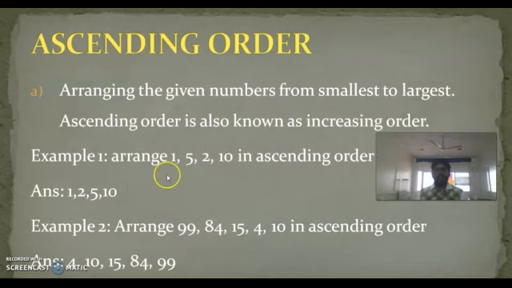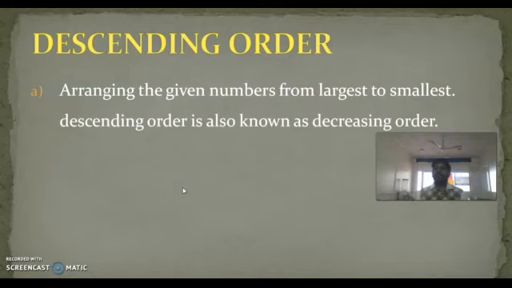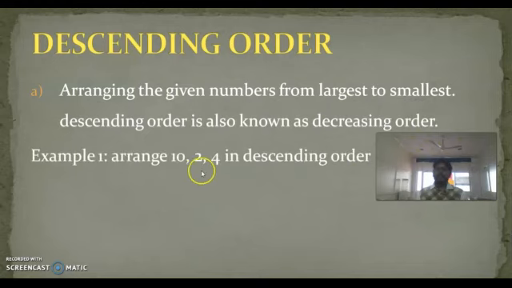Next, descending order. What do you mean by descending order? Arranging the given numbers from largest to smallest. So vice versa: that is smallest to largest, here largest to smallest. Some more examples. Arrange 10, 2, 4 in descending order. Biggest first: 10, next biggest 4, next 2.